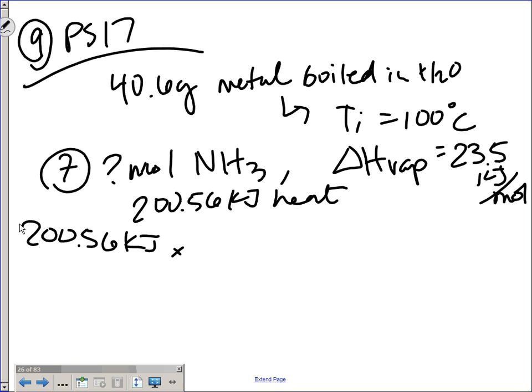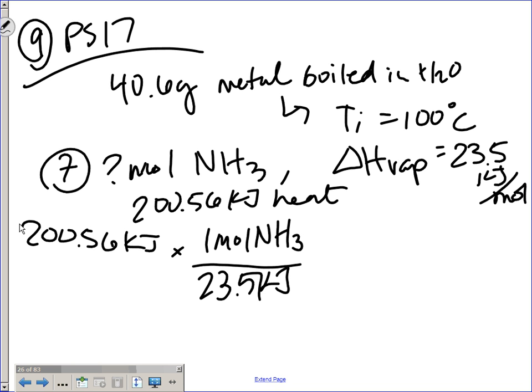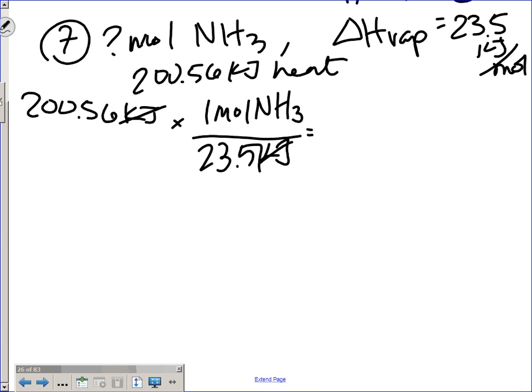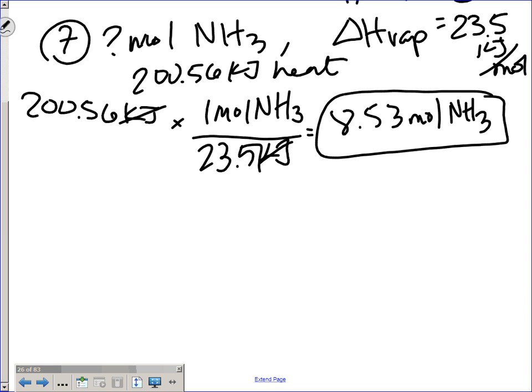So when you multiply by 1 mole of ammonia that's vaporized from 23.5 kilojoules of heat, that's going to give you 0.9 or so. Let's double check that. 200.56 divided by 23.5 is 8.53 moles of ammonia. And so this is your answer for that first sentence.